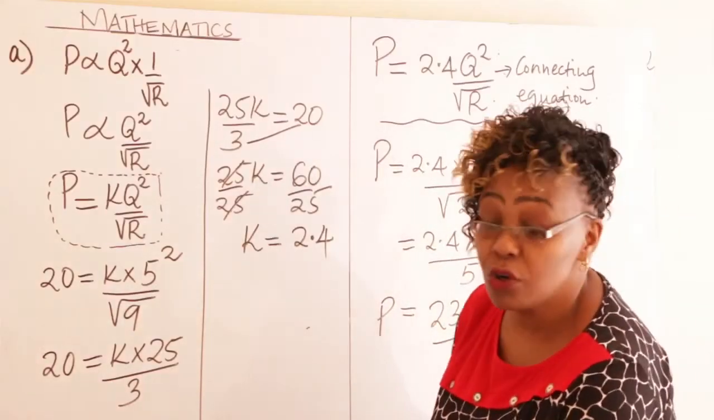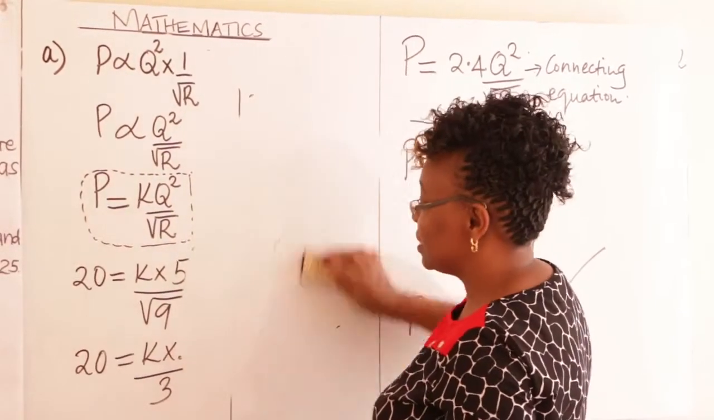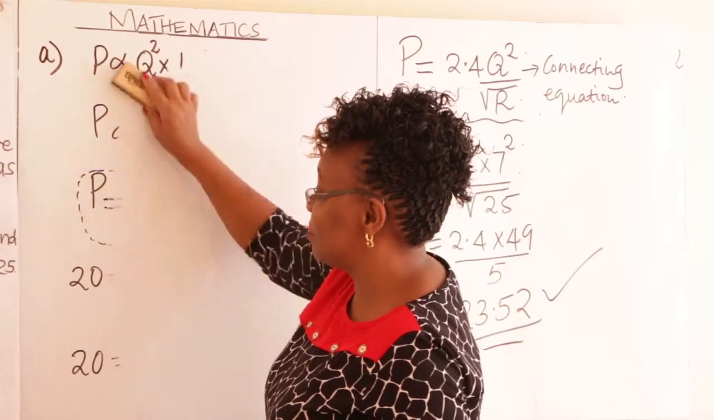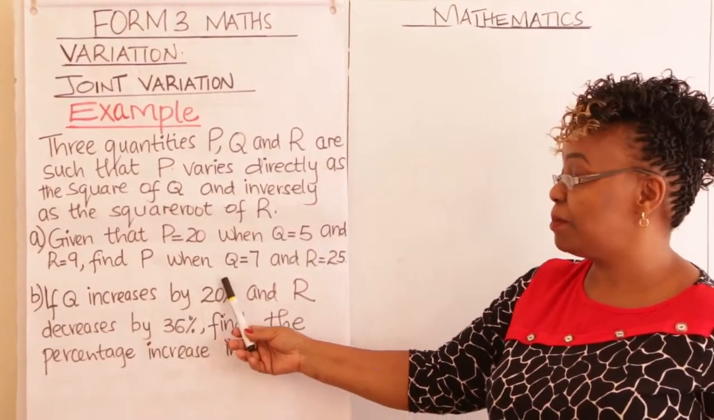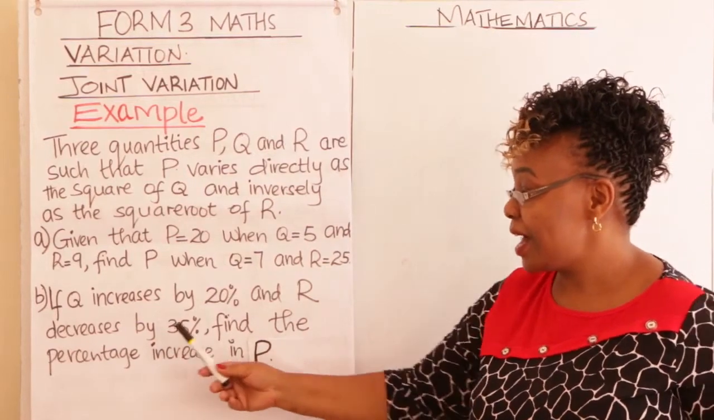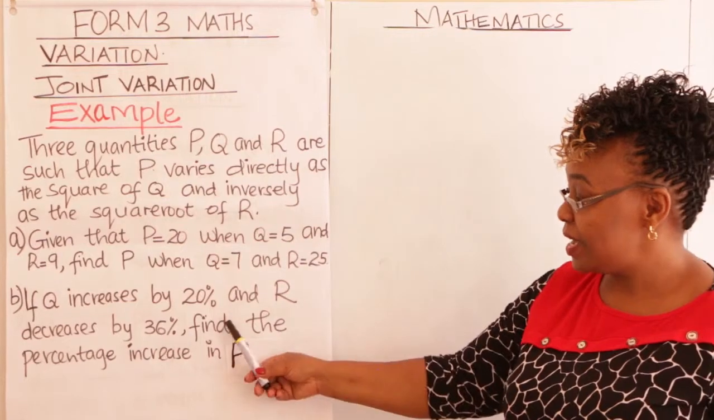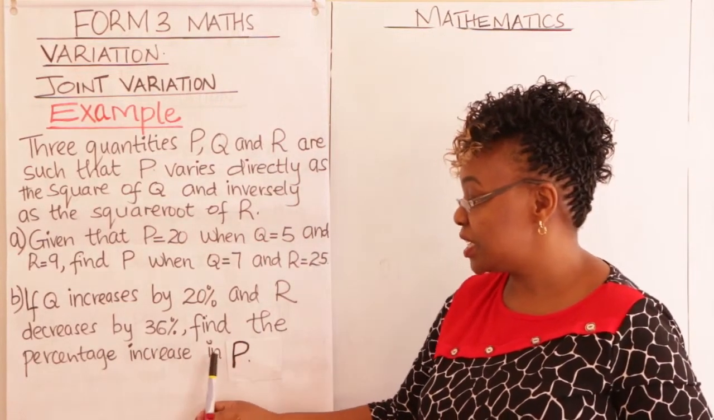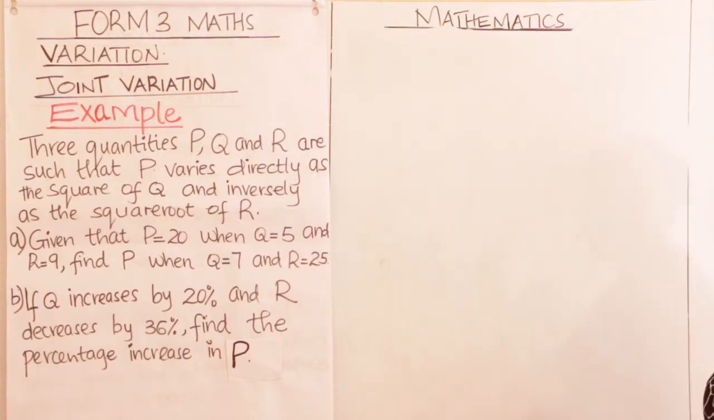Now, we go to part B, learner. This kind of question comes in KCSE exams. If Q increases by 20% and R increases by 36%, find the percentage increase in P.